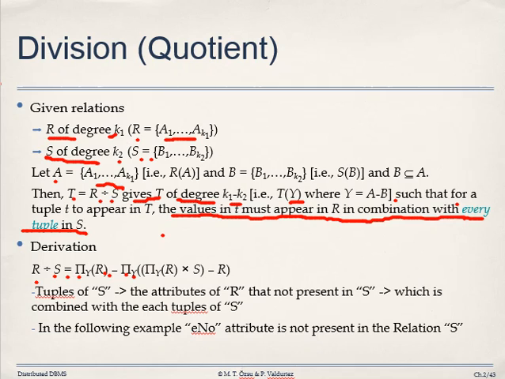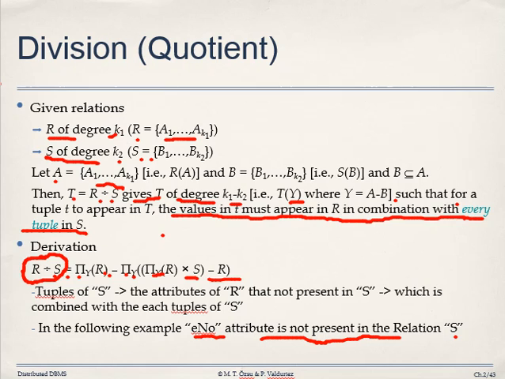Okay, and here what we are doing is projection with the Cartesian product and set difference. So this is the internal working format, how the division operation internally works. But in the result we want what? R division S: tuples of S, the attributes of R that are not present in S, combined with each tuple of S. So in the following example, the employee number attribute is not present in the relation S.